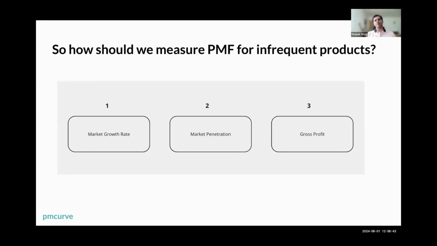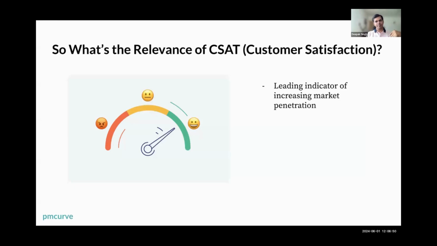So I have to find some leading indicators of them, and which is why CSAT is a leading indicator of market penetration if you have built the right mechanism to avoid survivorship bias or sampling bias or this and that. But CSAT should not be the end. CSAT is a proxy to market penetration. NPS is a proxy to market penetration. Referrals is the best proxy to market penetration.